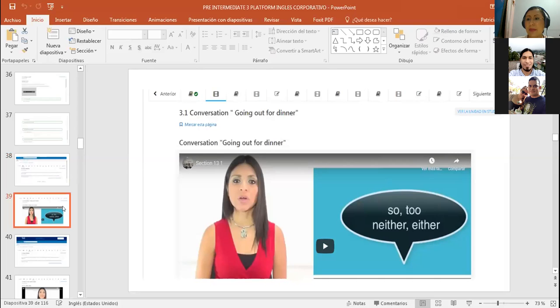In this platform section, you have the 3.1 Going Out for Dinner video. You can watch it as many times as you want, because in that video you will see the application of so, to, neither, and either or either, in context. You can hear either in American English, and you can hear either in British or United Kingdom English. So you can listen to both, either or either. Both are correct. One is American English, the most common, and the other is British English.